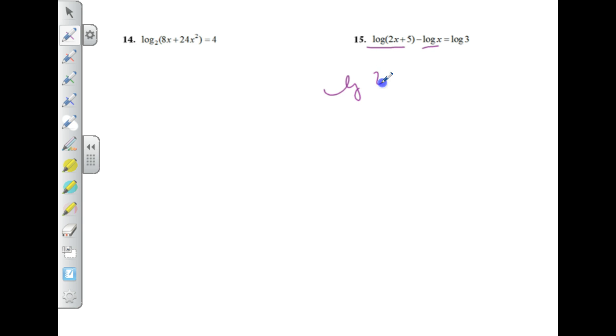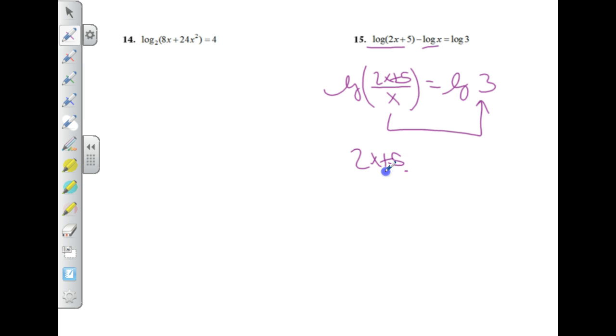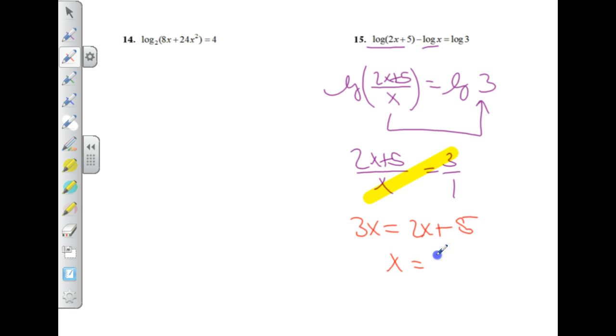I like 15. I'll end the video with 15 because 15, 16, and 17, they're all very similar. They look similar, but I do something very different. This says the log of A minus the log of B, so I would divide. The log of A divided by B is the definition. And now I use the rule, the log of this is equal to the log of that, when this is equal to that. And I'm going to cross multiply and divide here to get 3x is equal to 2x plus 5, so x is equal to 5.